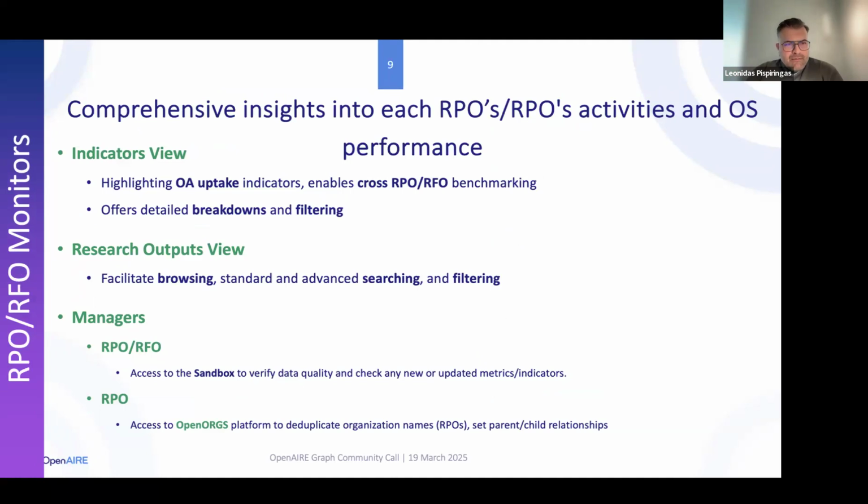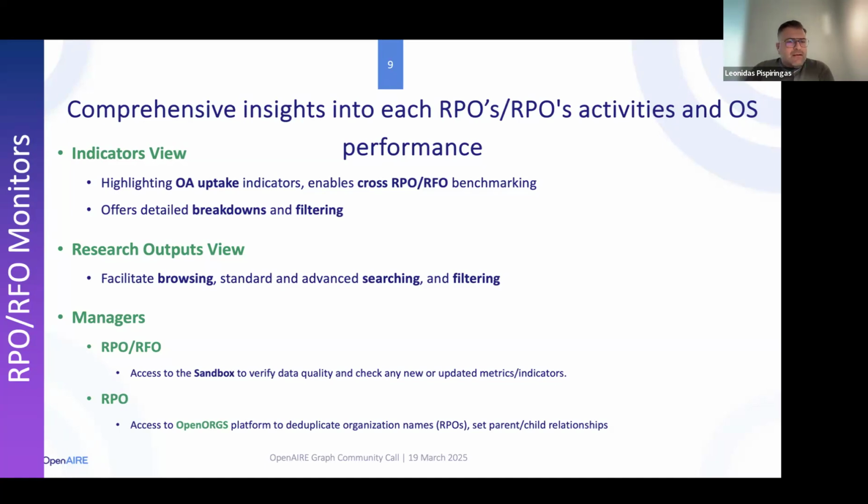So for the RPO and RFO monitors, we have the indicators view, where we have the highlighted open access indicators and cross RPO RFO benchmarking indicators, and detailed breakdowns and filtering. And we also have the research outputs view, where we have browsing capabilities of the individual research products that you are used to utilize the indicators, standard and advanced searching functionalities, and filtering functionalities.